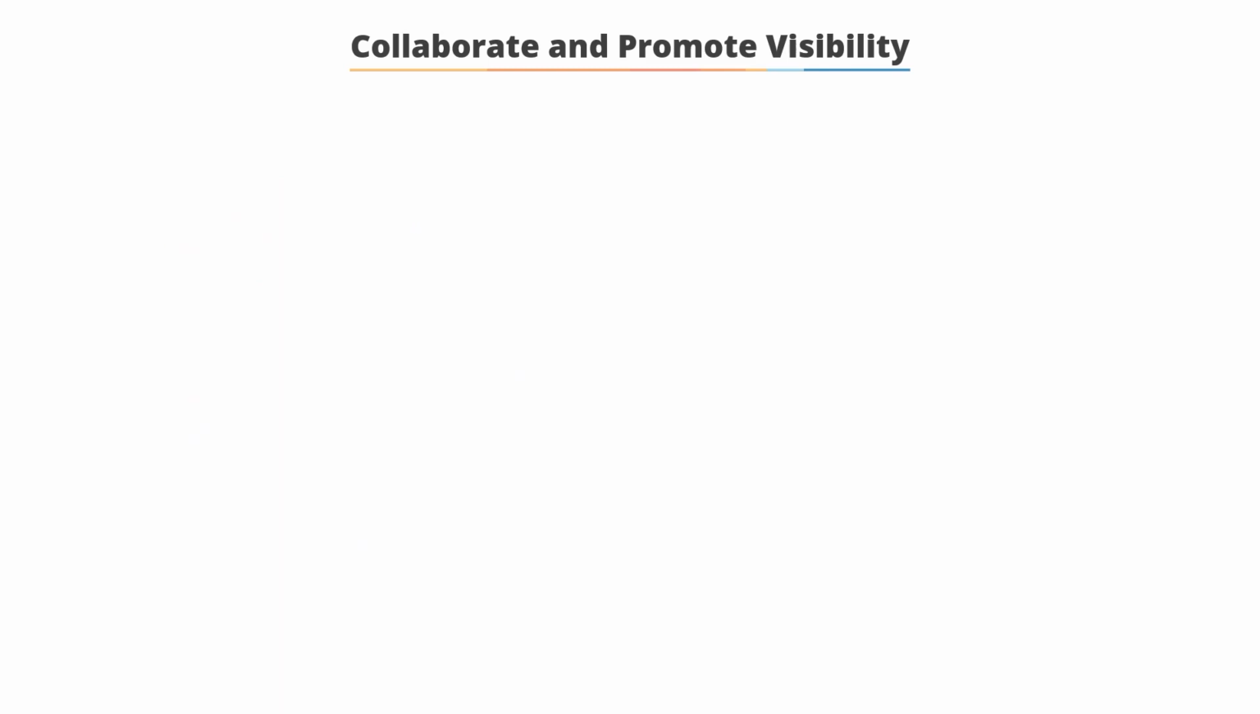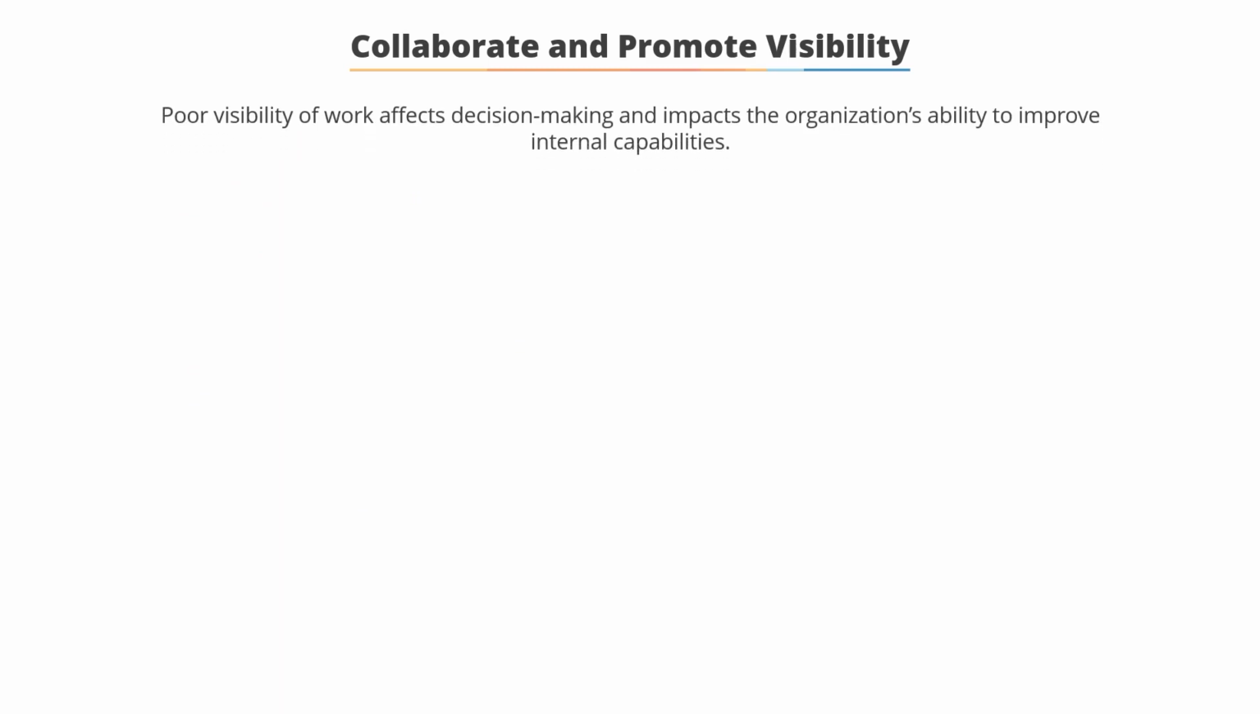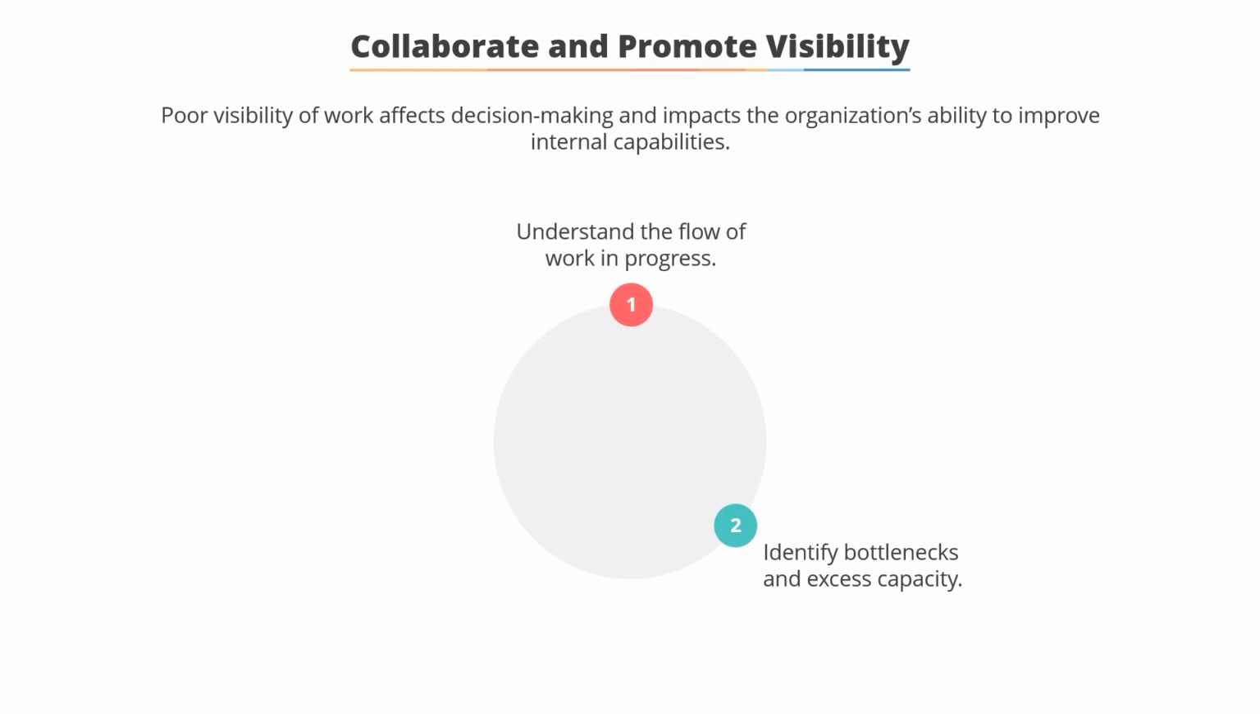Insufficient visibility of work leads to poor decision-making, which in turn impacts the organization's ability to improve internal capabilities. It will then become difficult to drive improvements, as it will not be clear which ones are likely to have the greatest positive impact on results. To avoid this, the organization needs to perform such critical analysis activities as understanding the flow of work in progress, identifying bottlenecks, as well as excess capacity, and uncovering waste.